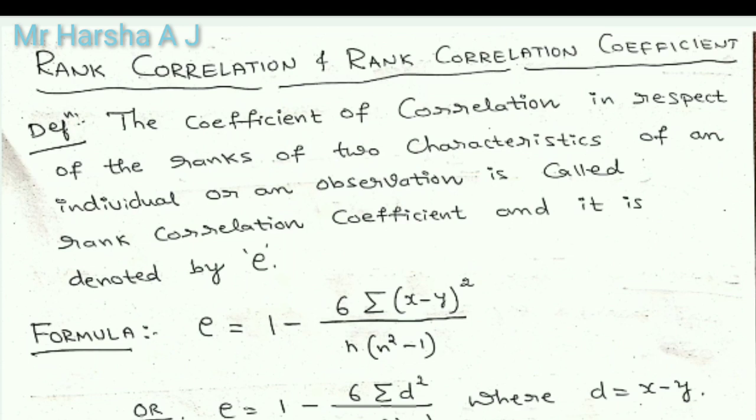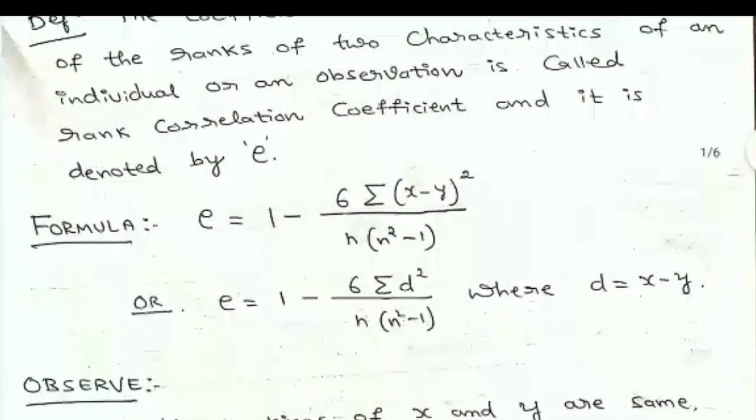Okay. Now, how to find the rank correlation coefficient? There is only one formula: rho equal to 1 minus 6 times summation (x minus y) whole square, divided by n into n square minus 1. Very simple formula. Just for convenience, I will take x minus y as d. So the formula becomes 1 minus 6 times summation d square by n into n square minus 1, where d is x minus y. Throughout this topic, d represents x minus y.